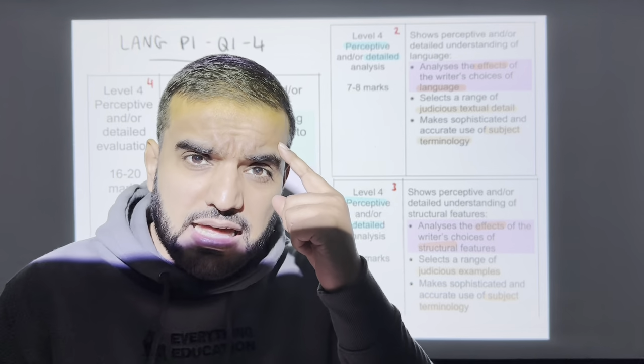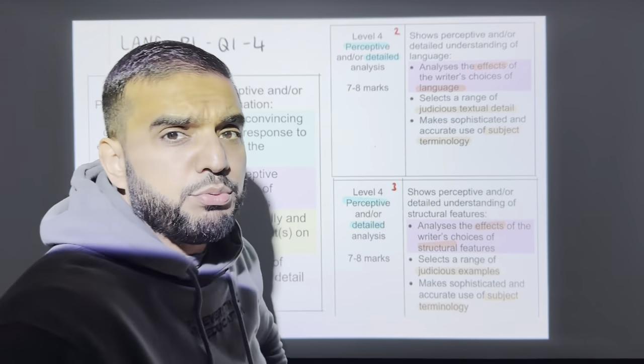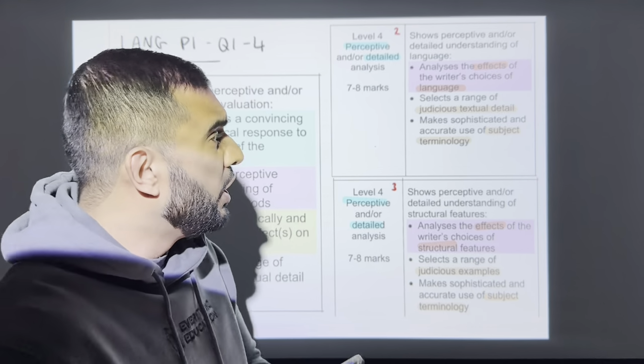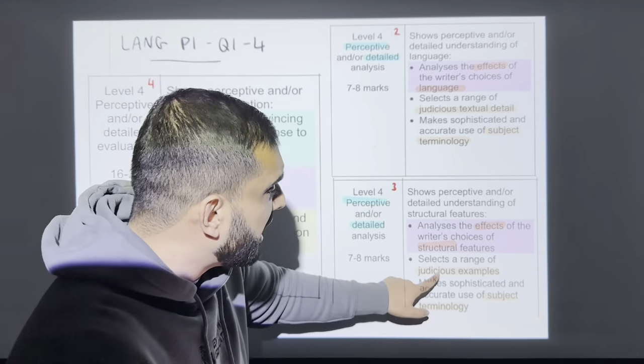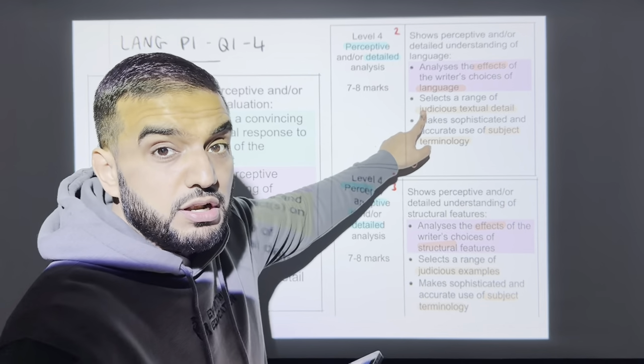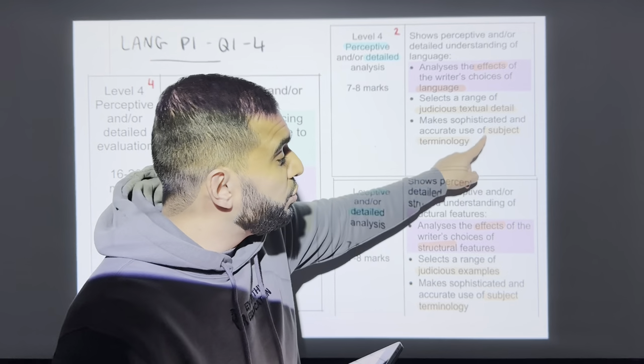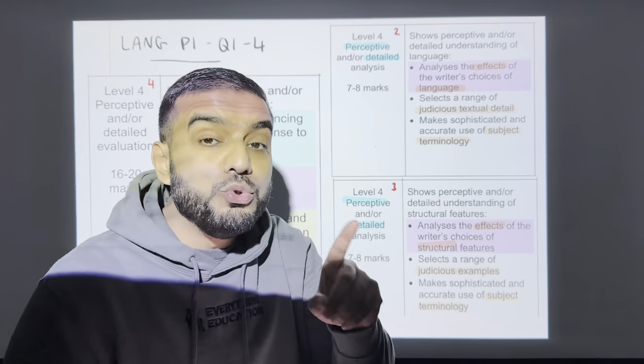Now think about that and think about these 3 bullet points. Can you be detailed and perceptive when it comes to the quotes that you're choosing? No, you can't. Can you be detailed and perceptive when it comes to the words you're using? No, you can't.